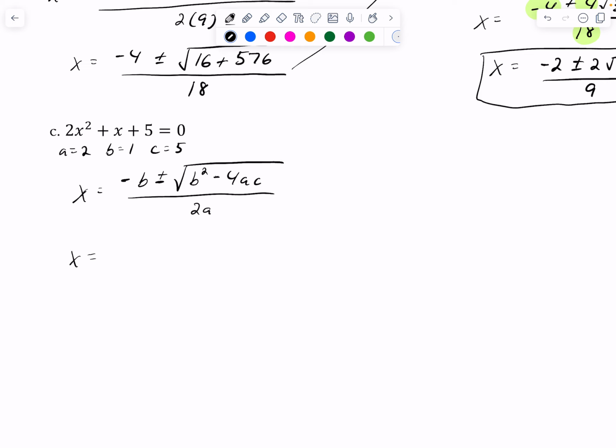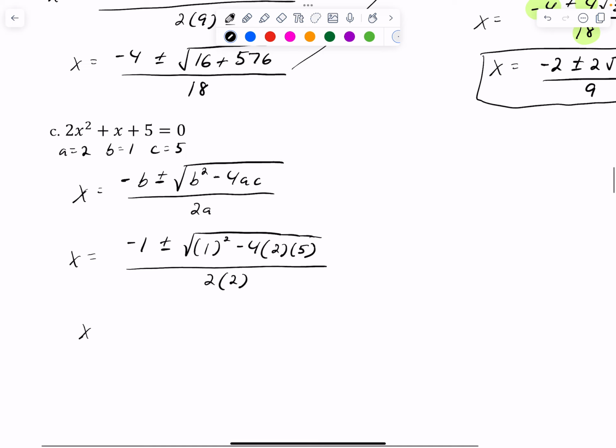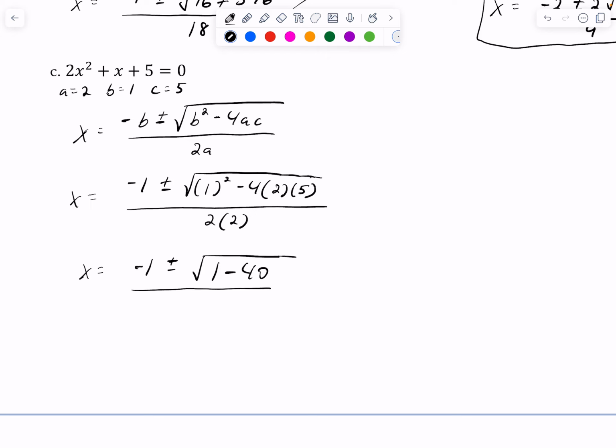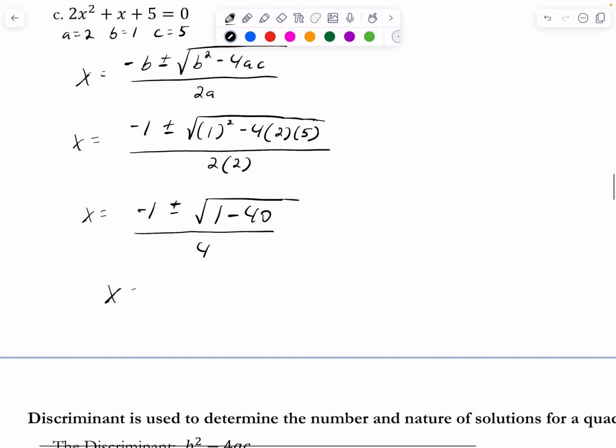So I have the opposite of 1 plus or minus the square root of 1 squared minus 4 times 2 times 5. Now I should say all over 2a. As I was writing that in there, I noticed nothing about the a or the c was negative. Neither one was. So it's going to be 1 minus 4 times 2 is 8, 8 times 5 is 40, all over 4. And that's going to give me a negative 1 plus or minus the square root of a negative 39 in the radical.